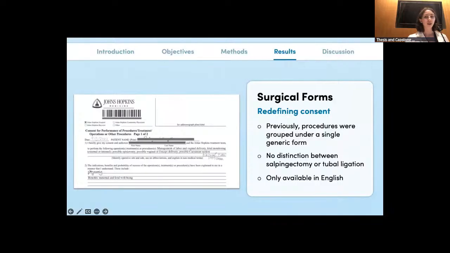Finally, I worked with Dr. Stone and the Decision Aid collaboration at Johns Hopkins Hospital to redefine the surgical consent forms for permanent birth control. Previously, like most institutions, Johns Hopkins used a single, non-specific consent form for all female sterilization procedures. These forms were also only available exclusively in English. In many cases, sterilization was treated as a bit of an add-on.